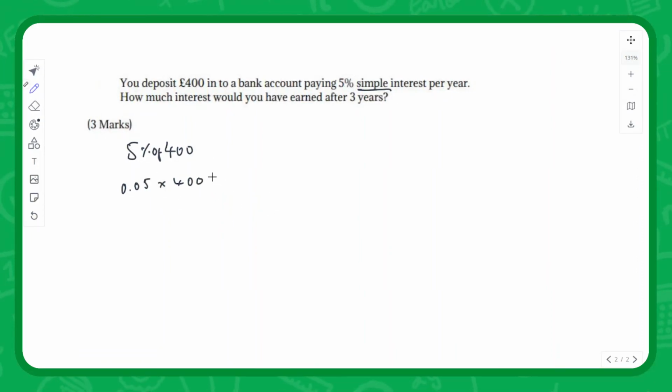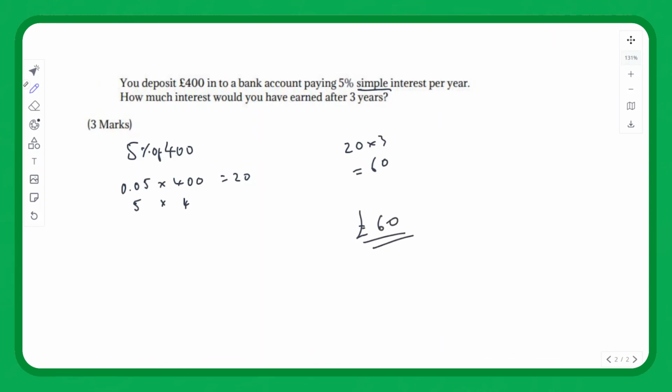We work out 5% of 400. Again, I can do my trick, right? I can times this by 100 and divide this by 100. All I'm doing really is 5 times 4, and I end up with £20. So that's my interest for one year. Then I just do 20 times 3 to give me £60. So my answer is going to be £60. And that's the end of financial maths.